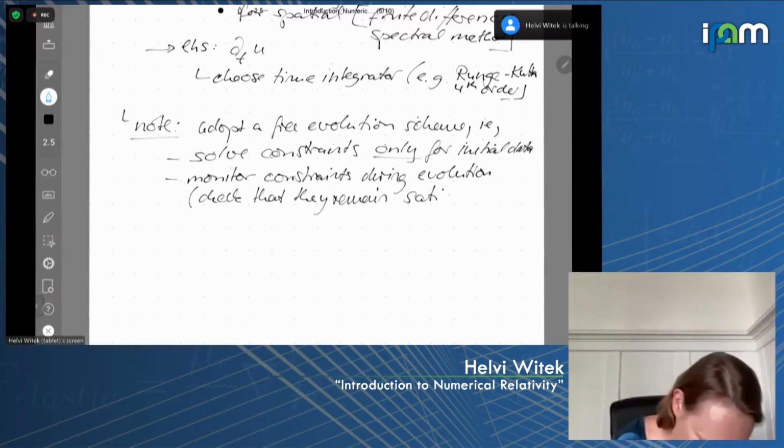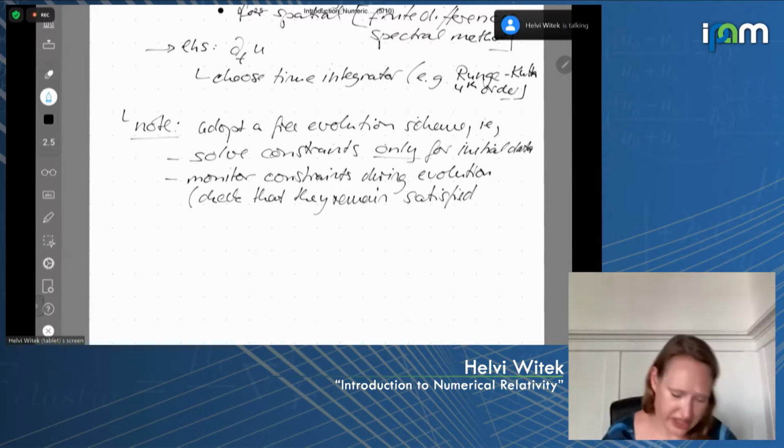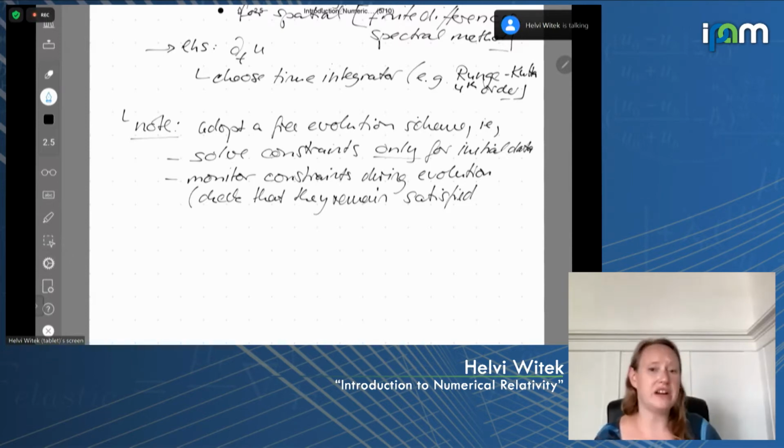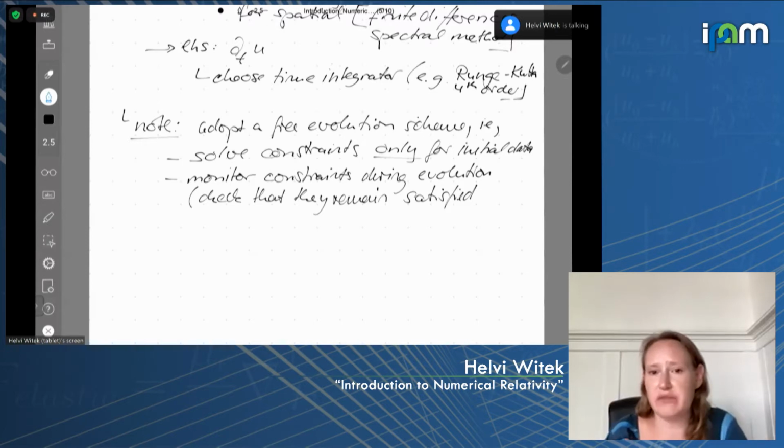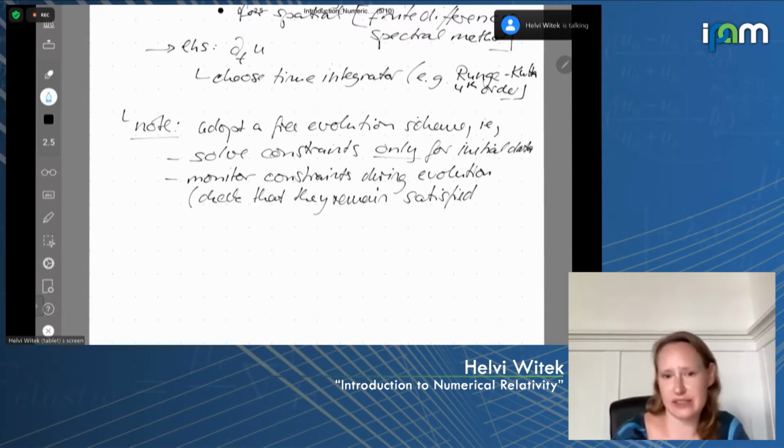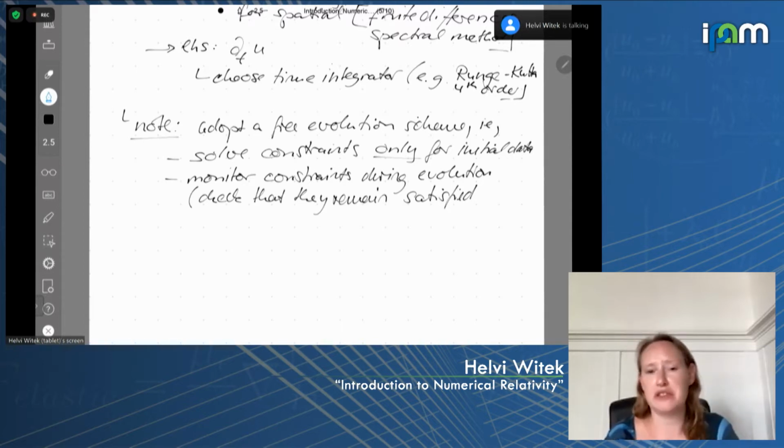And what I mean by that, if I say we check that they remain satisfied, is that they will always be non-zero because we always have some numerical error, but the typical magnitude of the constraint violation that we find in 3+1 evolutions is of the order of 10 to the minus 5, 10 to the minus 6. If you get that, then you're absolutely fine. If you get a constraint violation that's larger than that and outside the black hole, then you should get worried and double check and triple check your code.